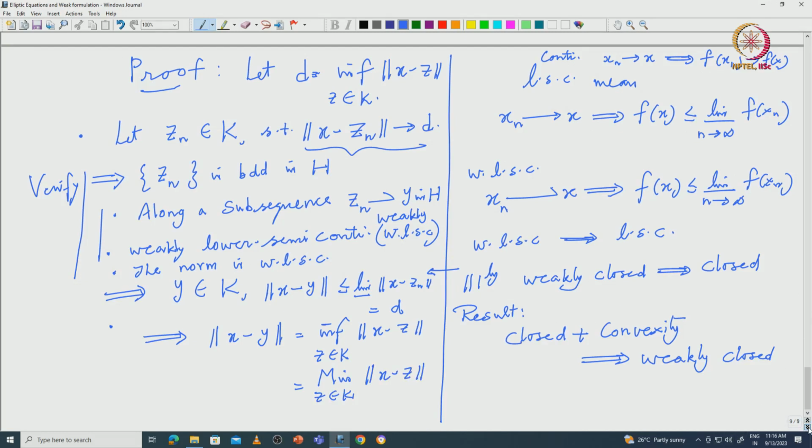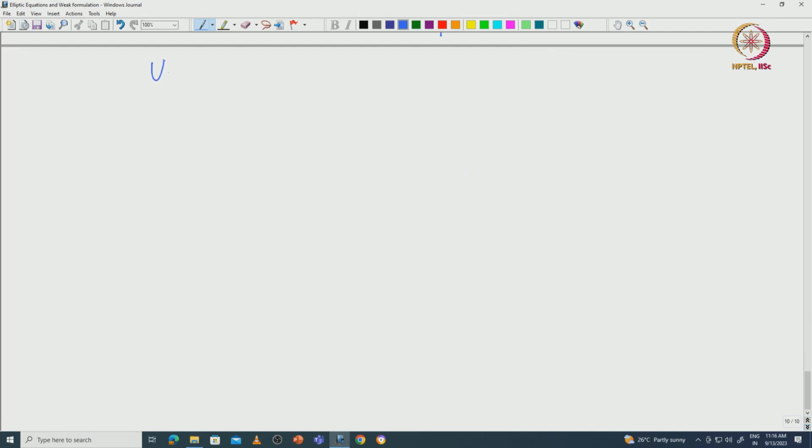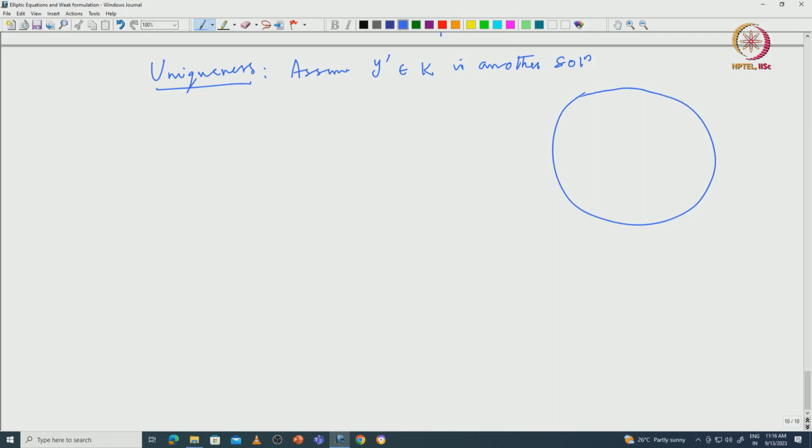Now, what about the uniqueness? You are using your functional analysis knowledge thoroughly now. By learning this course, your functional analysis will get improved. So, assume y prime is another solution, belongs to K, another solution. It is better to draw a picture. If you have two closest solutions, you have to see that it will not happen.